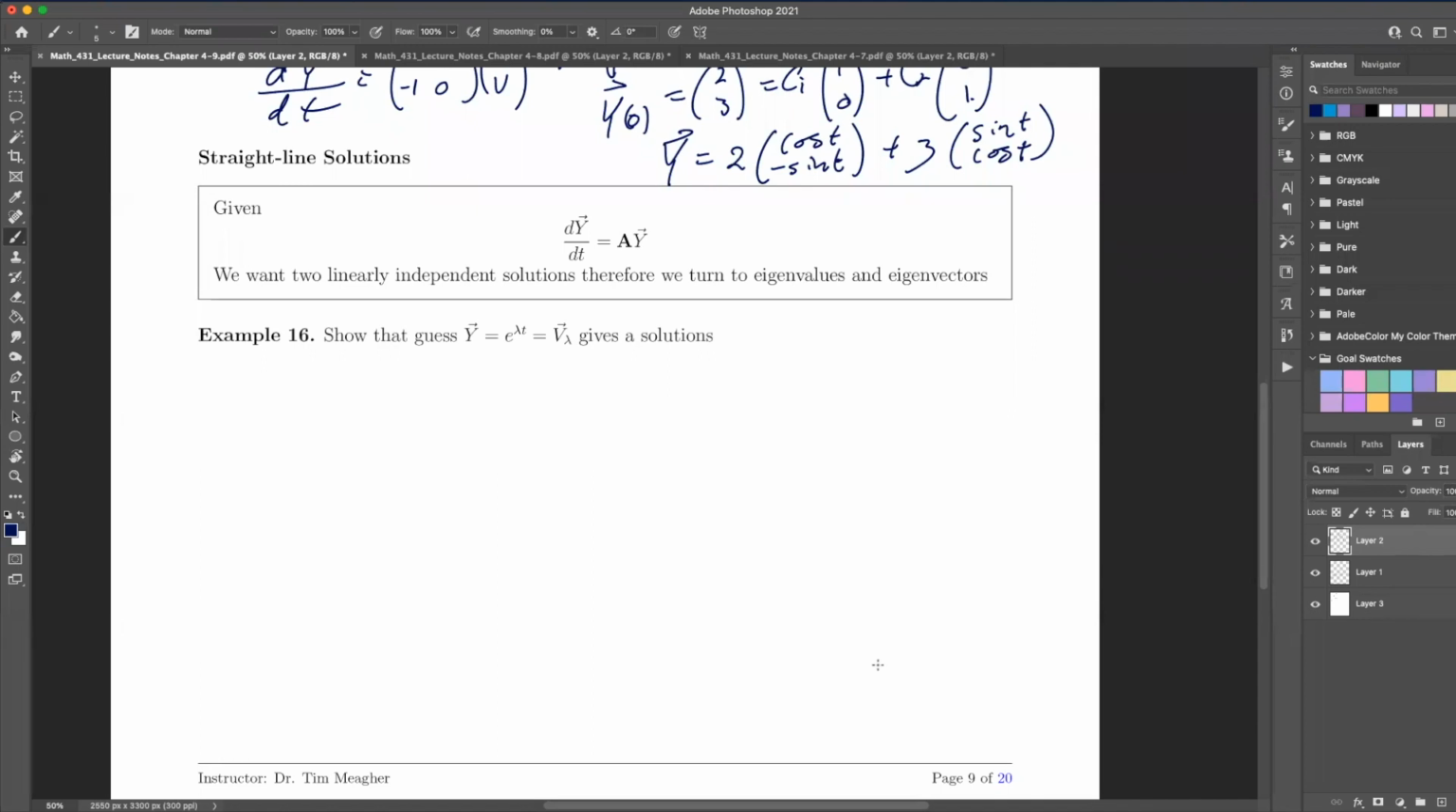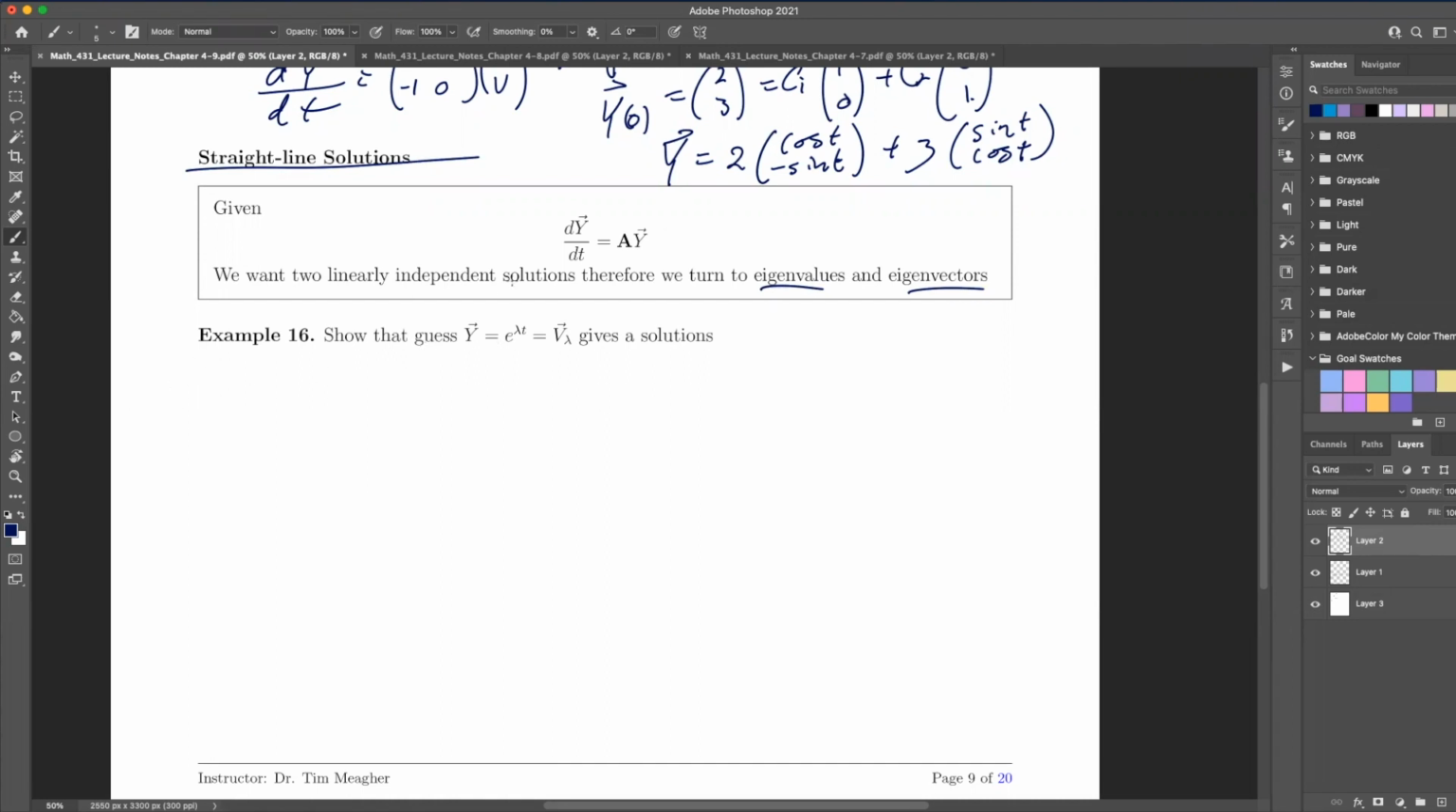All right. So we want to find two independent solutions. We're going to first try to look for something we call straight line solutions. We want two linearly independent solutions, therefore we're going to turn to eigenvalues and eigenvectors. All the stuff we learned about eigenvalues and eigenvectors is really going to matter. We're going to show that this guess provides a solution, and let me show you how.